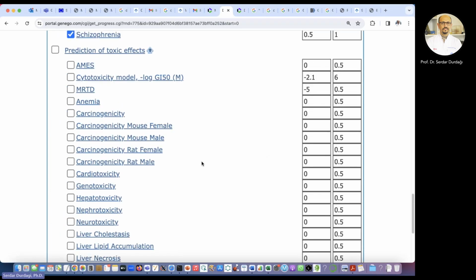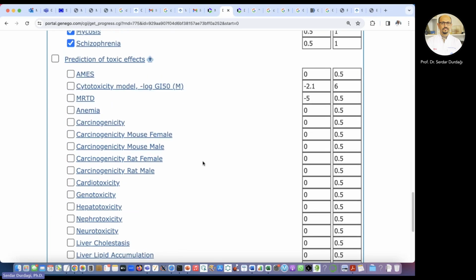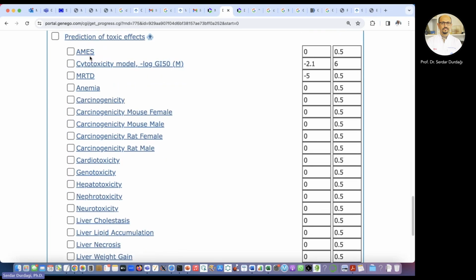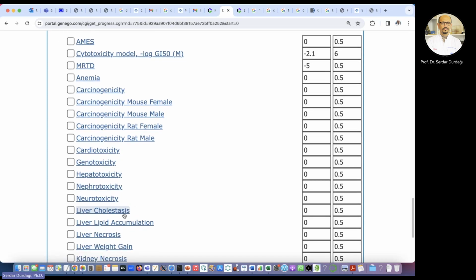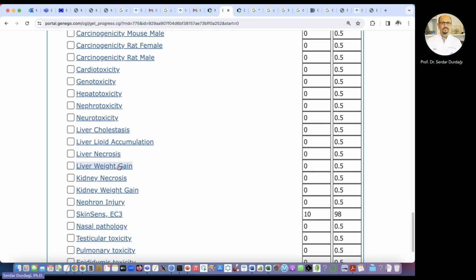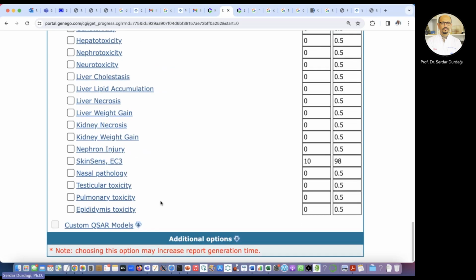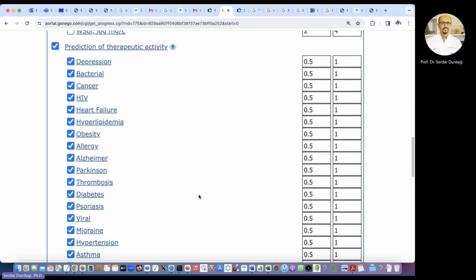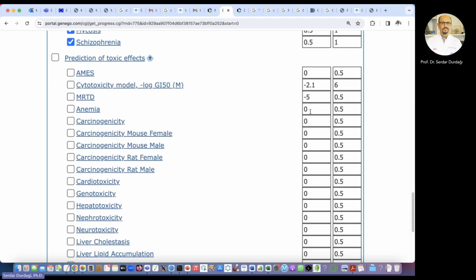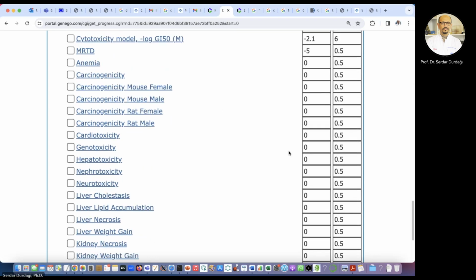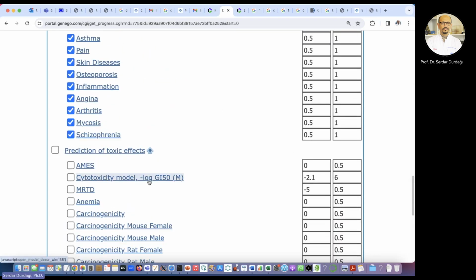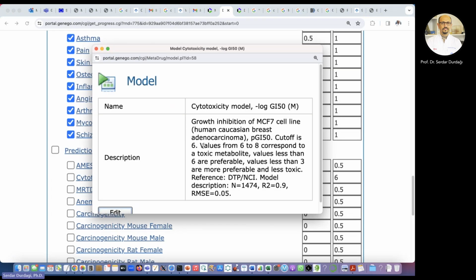Another thing is toxic effects. Here again, we have around 25 different toxicities, such as AIMS, cardiotoxicity, genotoxicity, hepatotoxicity, nephrotoxicity, neurotoxicity, liver cholestasis, liver necrosis, liver weight gain, kidney problems, testicular toxicity, pulmonary toxicity, and so on. So there are a lot of toxicities that you can have. As I said, the values should be between 0 and 0.5. In a few of them we have different cutoffs. Each of them gives an explanation.